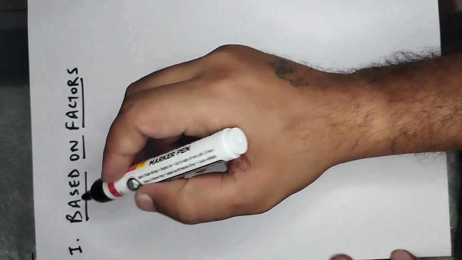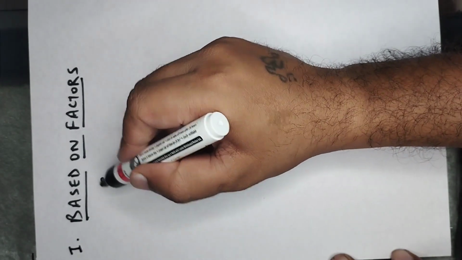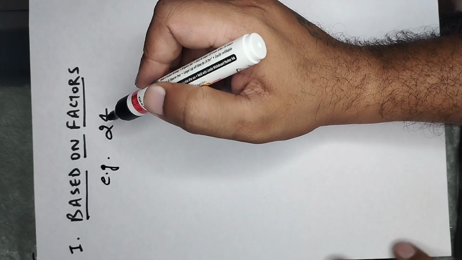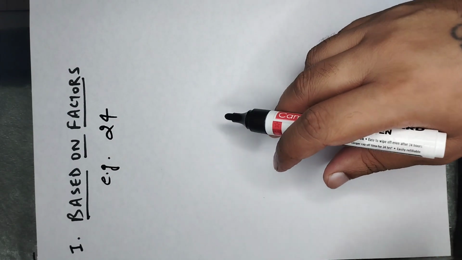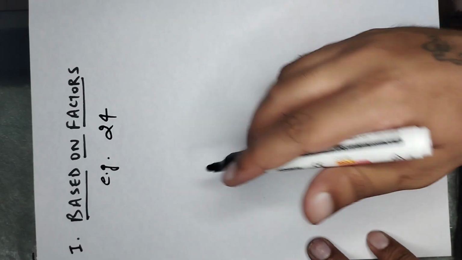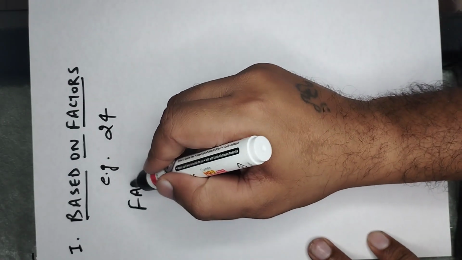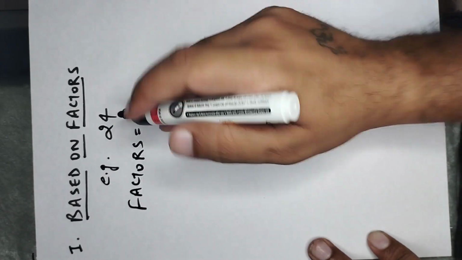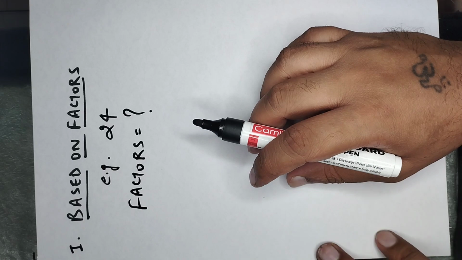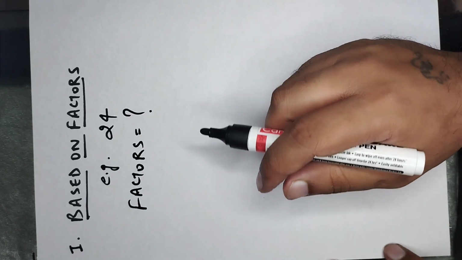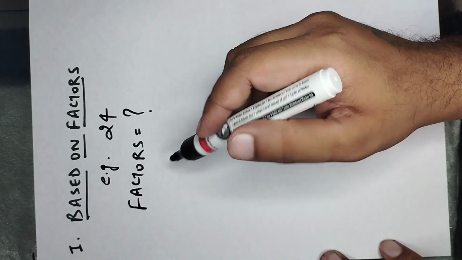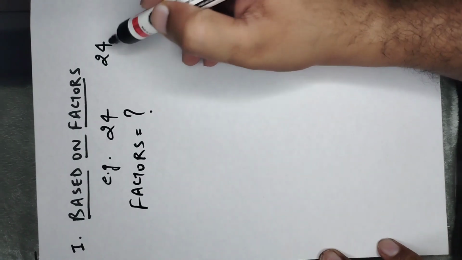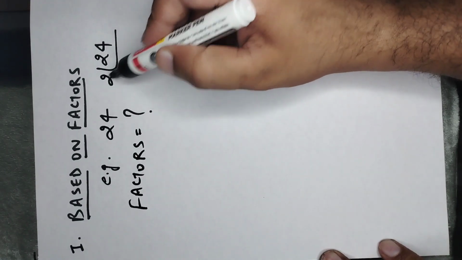Let us say 24 is any number, and I have to find how many factors are there in 24. I have to find the number of factors in 24. Now the simplest way is that I can factorize this 24 by writing it down and simply finding its factors.